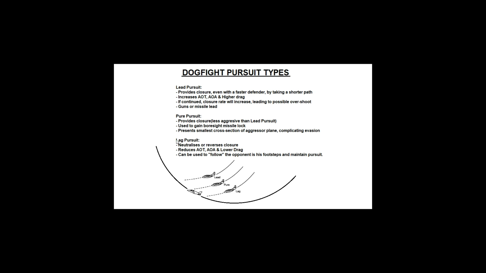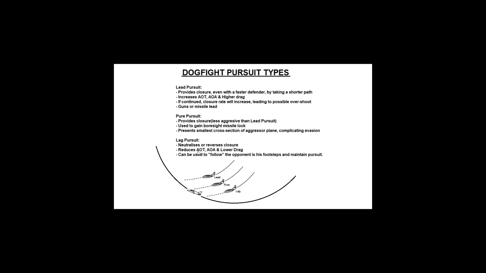The effects are that it neutralizes or reverses the closure rate. So if we were, for instance, in a lead pursuit and we closed to the aircraft and we were closing too fast, we would then switch to lag pursuit, so our elevation would now be behind the hostile, and in this case the closure rate would stabilize or decrease and we could actually fall back from the hostile. If imagining that we've come from a lead pursuit and a pure pursuit as well, which is very likely, it also relatively reduces our angle of turn, our angle of attack, and our drag, meaning we can have a higher speed with the same thrust.